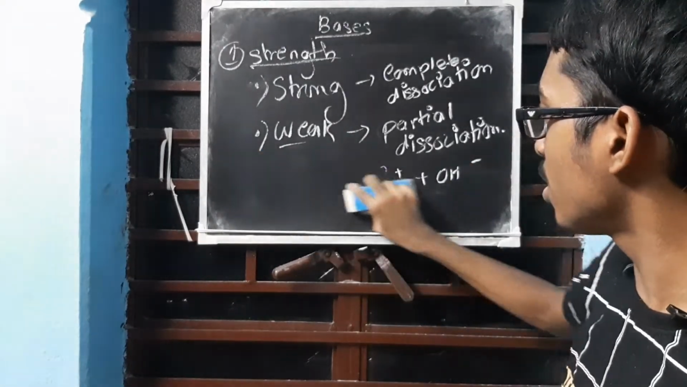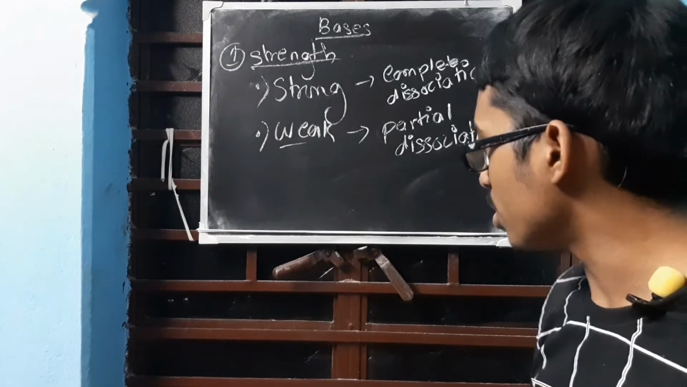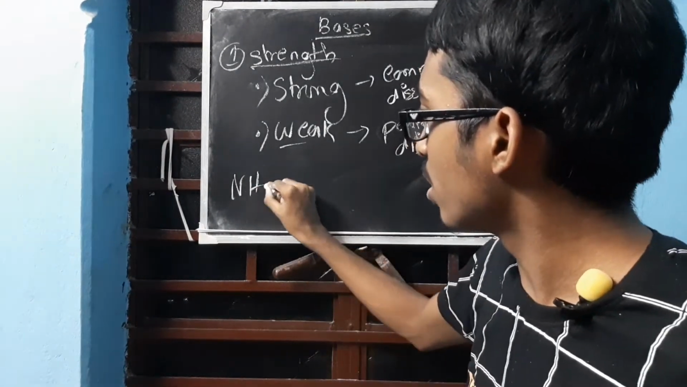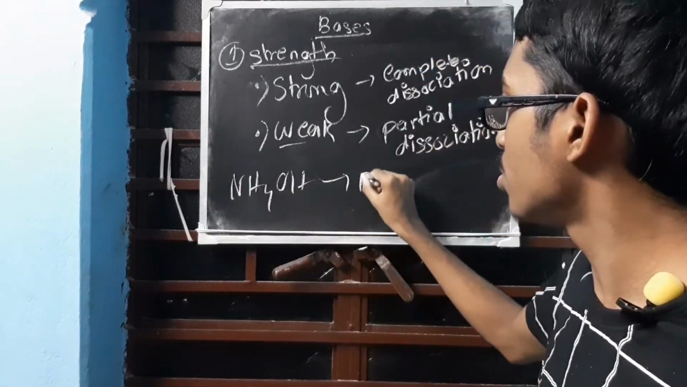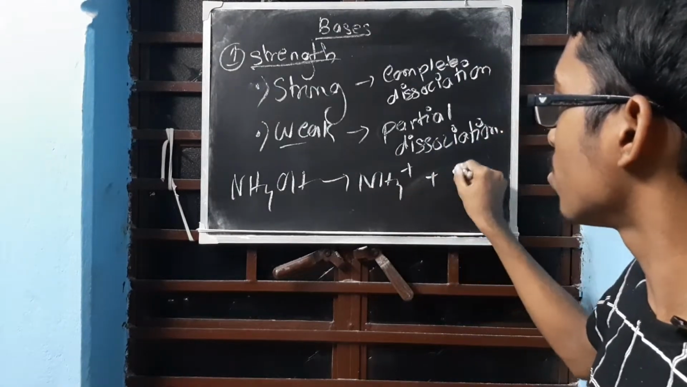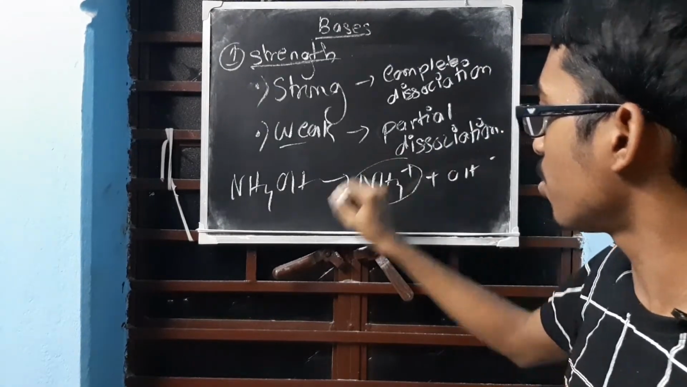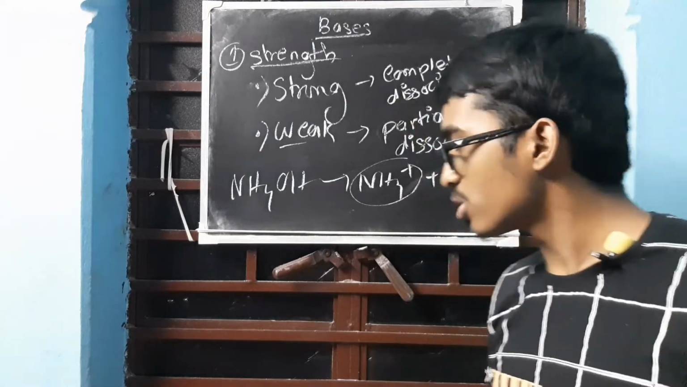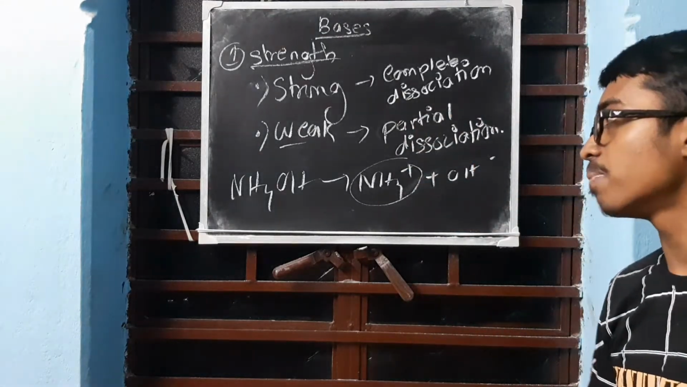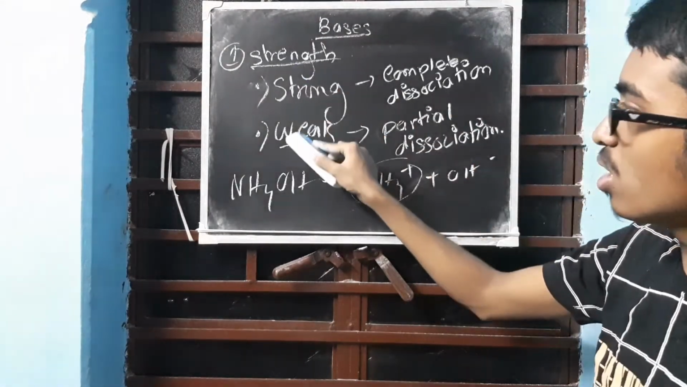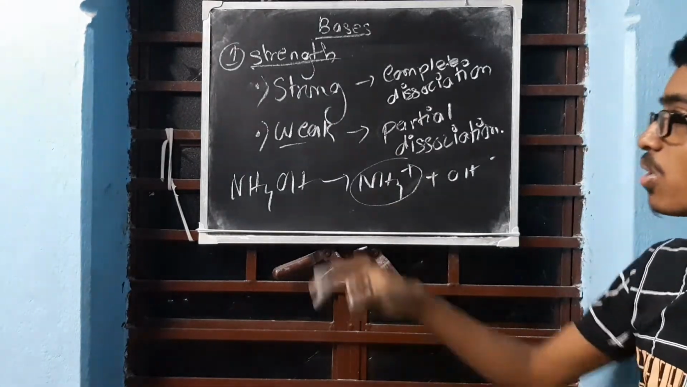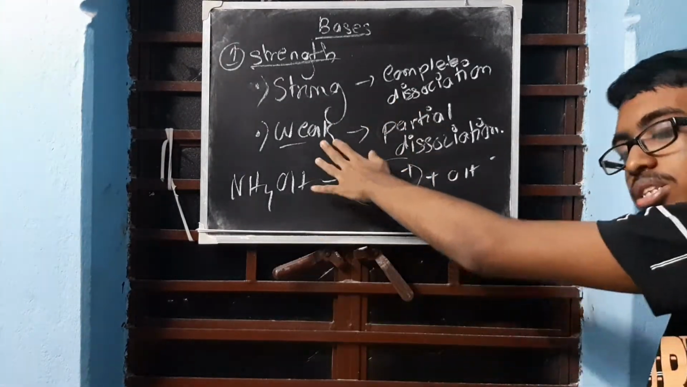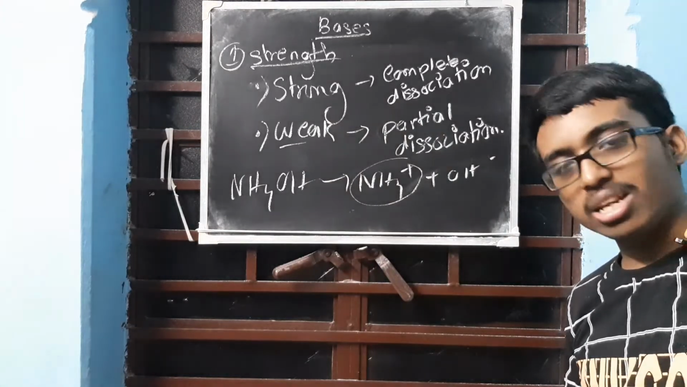This is more visibly understood when you write ammonia solution. Suppose NH4OH. It will dissociate into NH4+ plus OH-. This is still a polyatomic radical. So this is again a weak base. This is strong, this is weak. Understood? This will conduct more electricity, this will conduct less electricity. This part again is there in electrolysis.